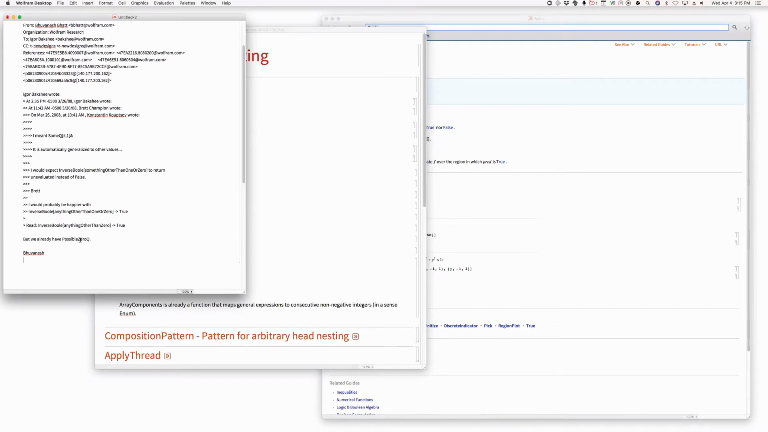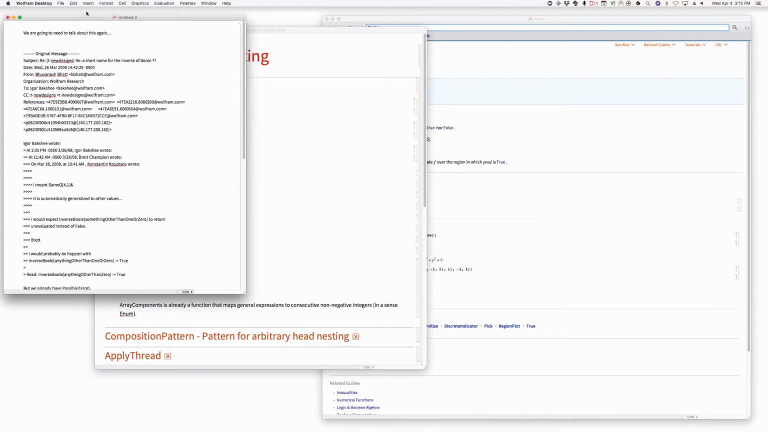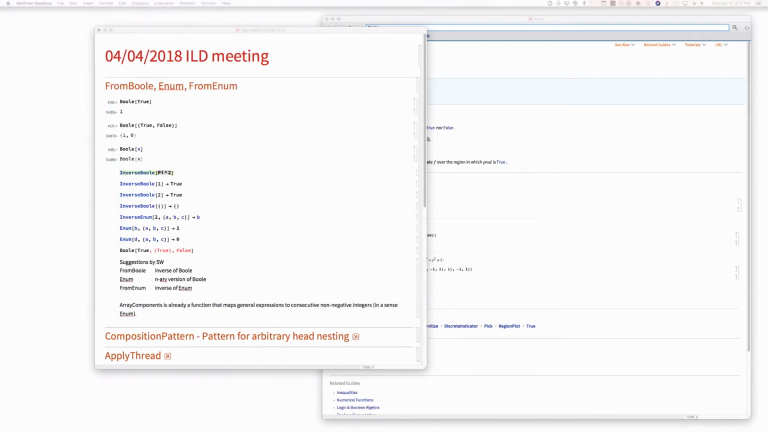I see. It would have been worse if it was you who brought it up as opposed to Brett and Bhuvanesh. Okay, well, look, it seems like inverse bool is a perfectly reasonable thing to have. We just didn't have it before because we never got around to it. I think now we've got reason to have it. We were asking extensively here for a short name, for another possible name.